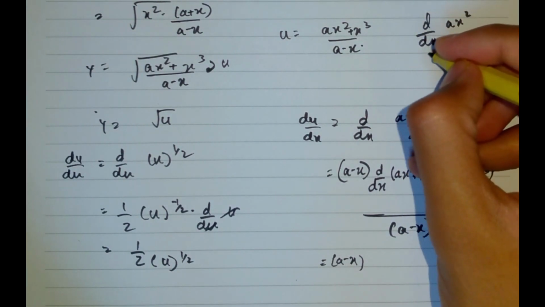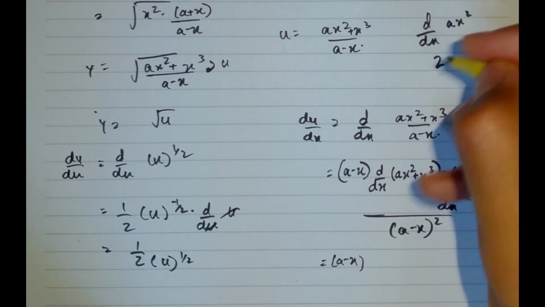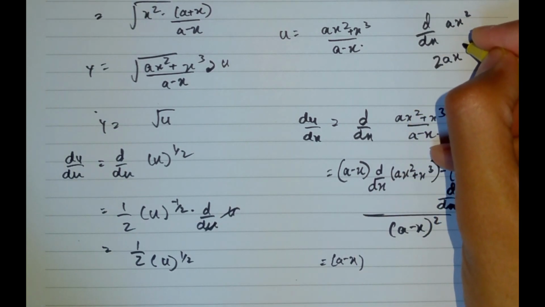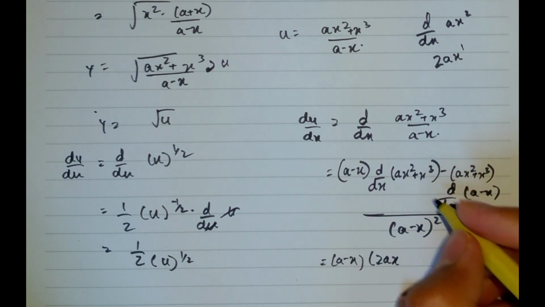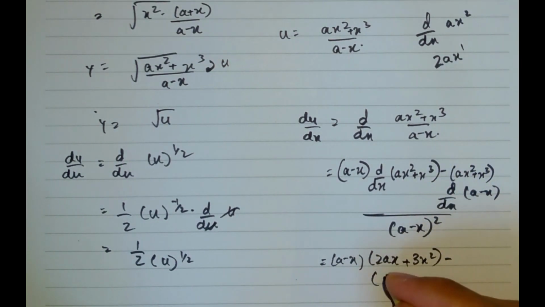This power 2 would come at the beginning. Now this a would also be at the beginning, and it would be x to the power 2 minus 1, which is equal to 1. So you have 2ax plus the derivative of x cubed, which is 3x squared, minus (a x squared plus x cubed).